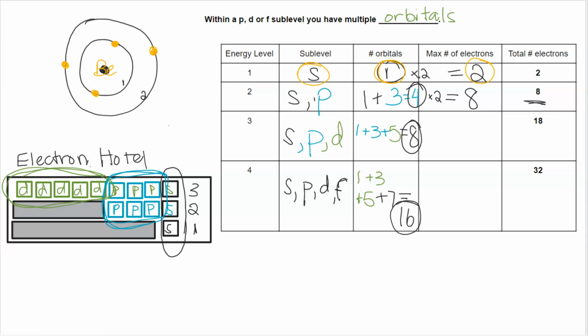Oh, I totally did this math wrong here. This is a 9. 9 times 2 gives us 18 electrons in energy level 3. And then 16 times 2 gives us 32 electrons in energy level 4. Does anyone have questions so far?